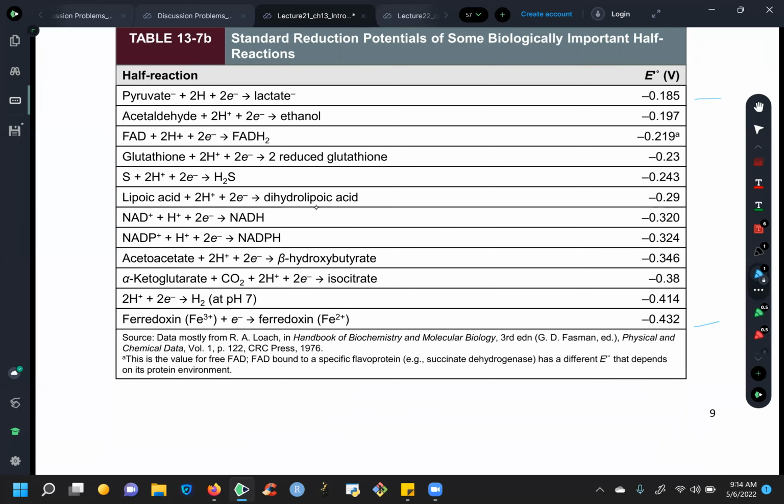So if you look up here, this is negative 0.185. That is more positive than negative 0.434. So then the electrons will move that way.